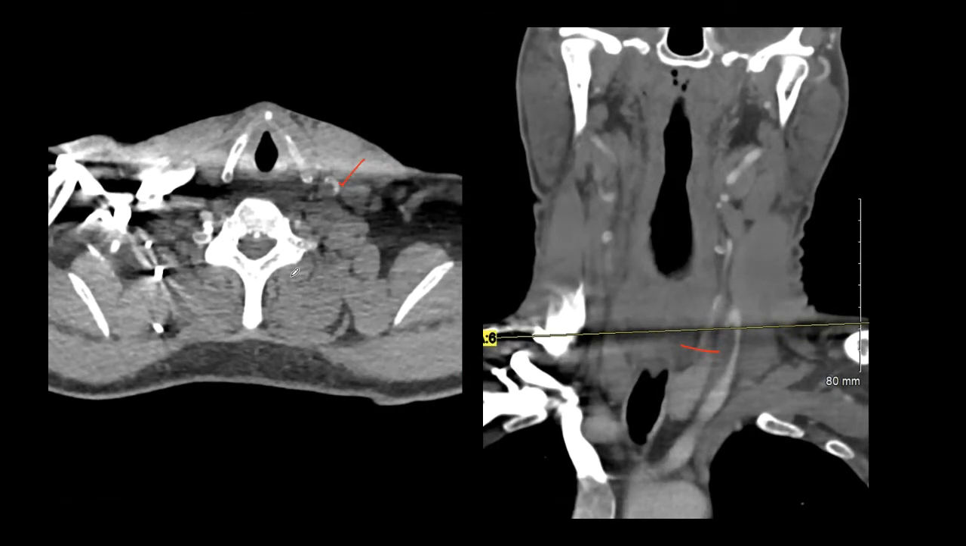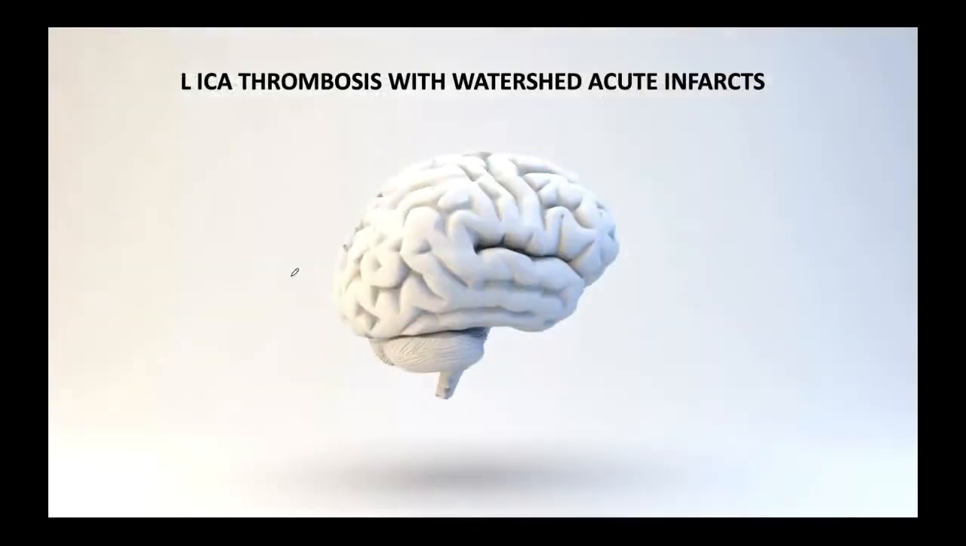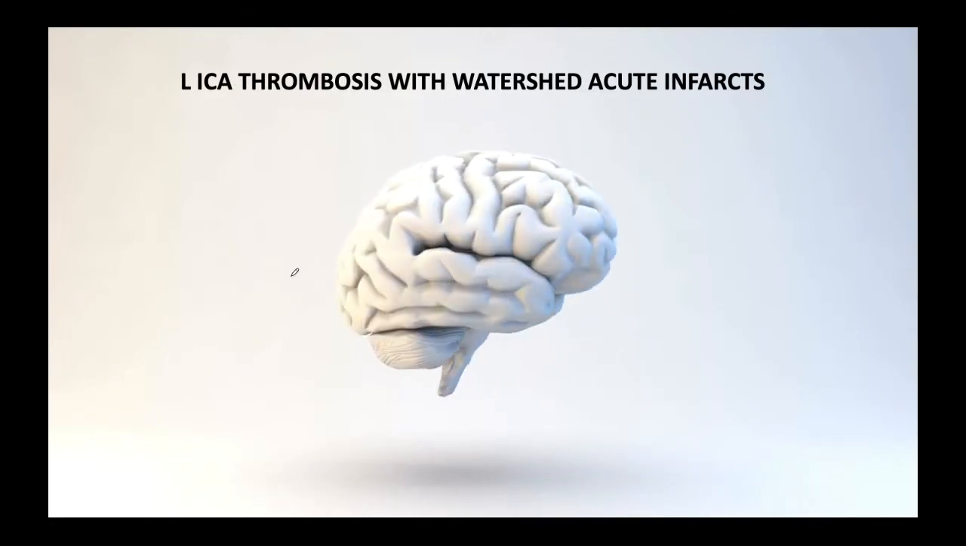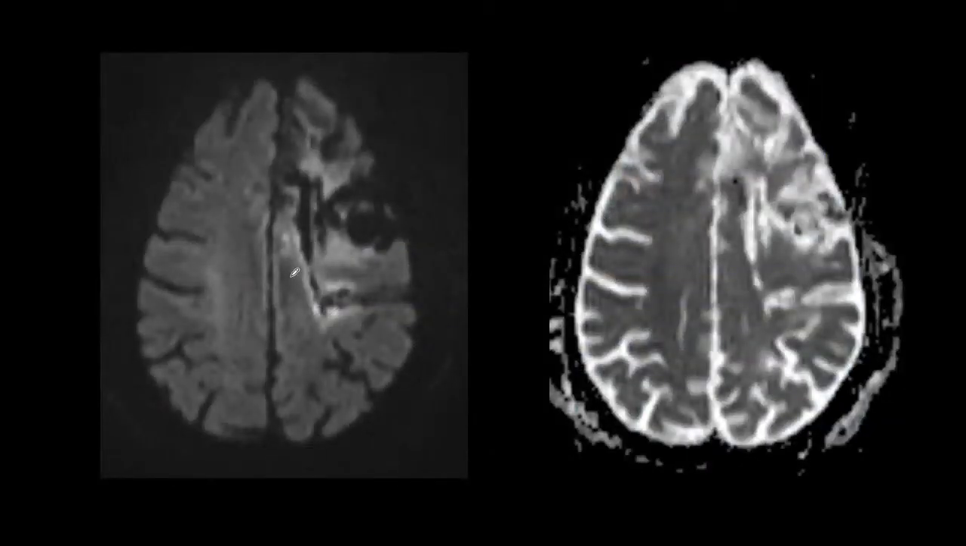And that started throwing emboli, and that which went into the left ICA distribution ended up with those watershed infarcts. It should be left CCA thrombus with watershed acute infarcts, because that's what I showed you, but yes, it went up.